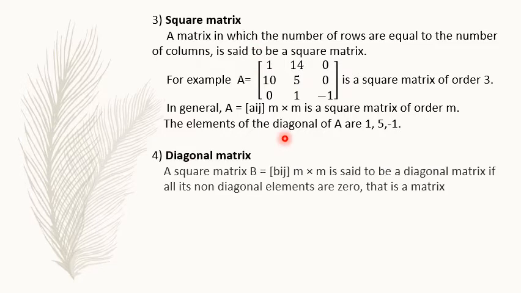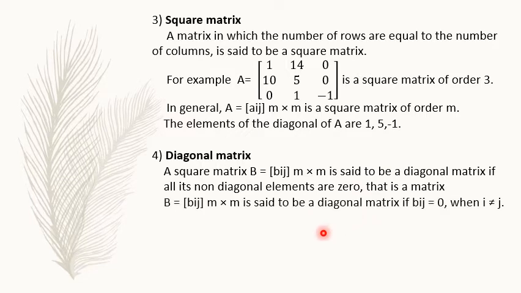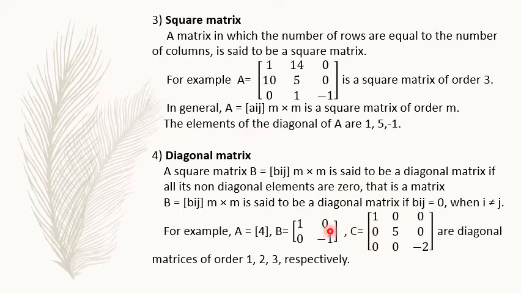Next one, a diagonal matrix. A square matrix is said to be a diagonal matrix if all its non-diagonal elements are 0. That is, a matrix is said to be a diagonal matrix if bij equal to 0 when i not equal to j, and here the diagonal elements can be any number. Here A equal to a 1 by 1 matrix, that is, it has only one row and one column. So here this is a diagonal matrix.